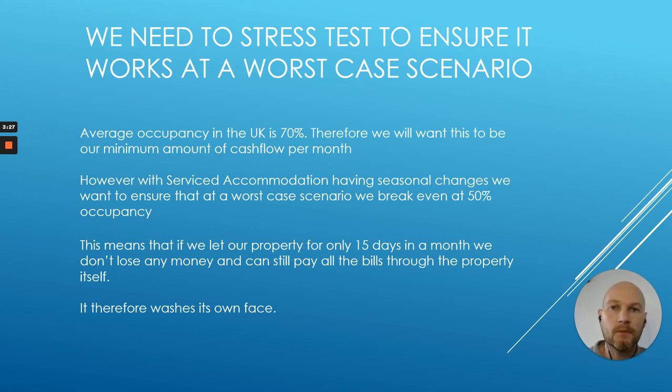So average occupancy in the UK in service accommodation is 70%. So we want to know that that's our minimum cash flow that we want. So you might want to make £200, £300, £400, £500. I would say you probably want to go above £250, otherwise you might as well just get a buy to let. You should be looking at £500 plus as a minimum for this. That's what we look for. As a minimum at 70%, you could be making way more at 80, 90, 100% occupancy.